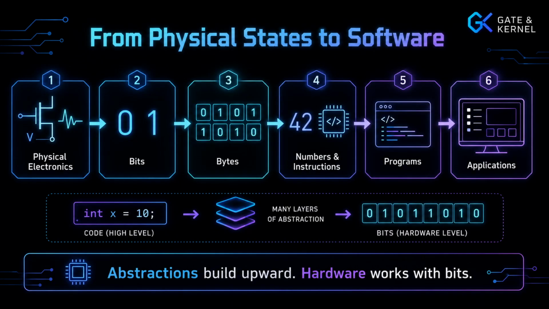Chapter 22. From physical states to software. We can think of a computer as a stack of layers. At the bottom are physical electronic states. Above that are bits. Bits form bytes. Bytes can represent numbers, addresses, and instructions. Above those are programs and applications. A programmer may write int x = 10. The programmer does not normally think about individual transistors. But many layers below that line of code, the hardware is storing and manipulating bits. This is how software and hardware connect.